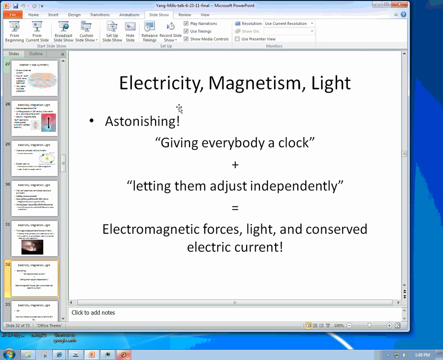So it's astonishing, really. These two principles give everybody a clock, or should really give every point in space a little clock that whizzes around, and then just let them adjust them independently. In this very broad general framework, that automatically gives you electromagnetic forces, light, and a conserved electric current.